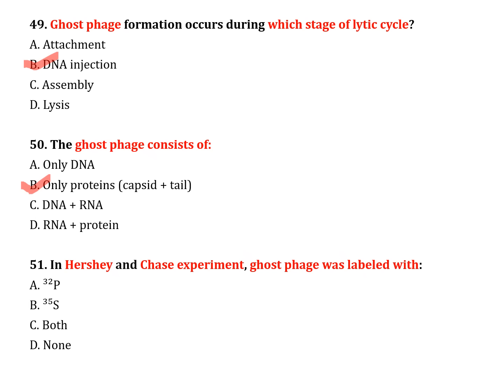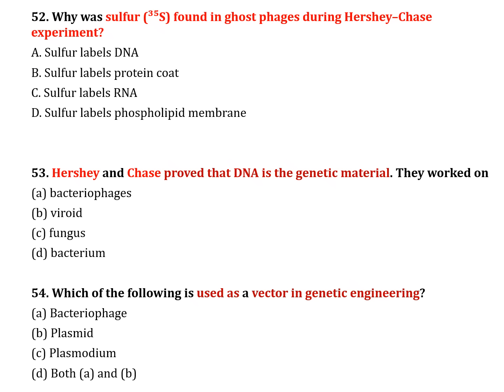In Hershey and Chase experiment, ghost phage was labeled with option A P32, option B S35, option C both, option D none. Correct answer is option B S35. The next question, question number 52.